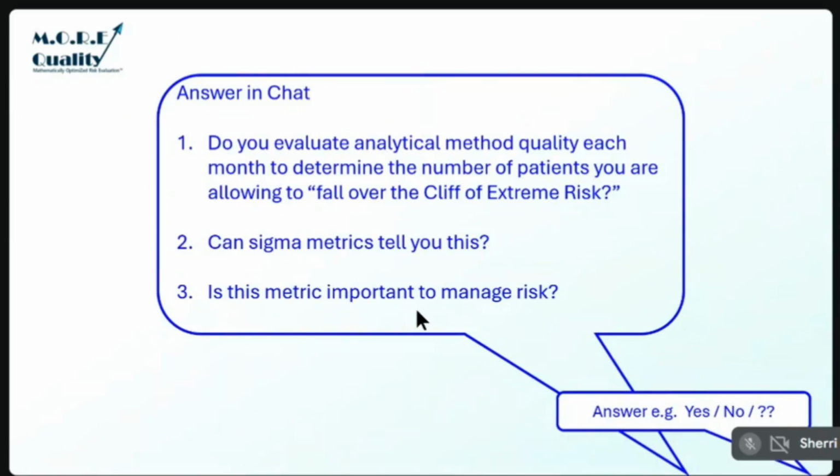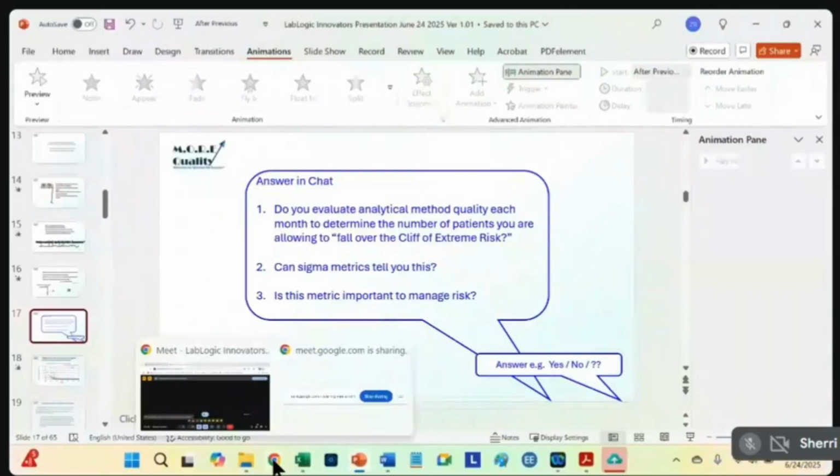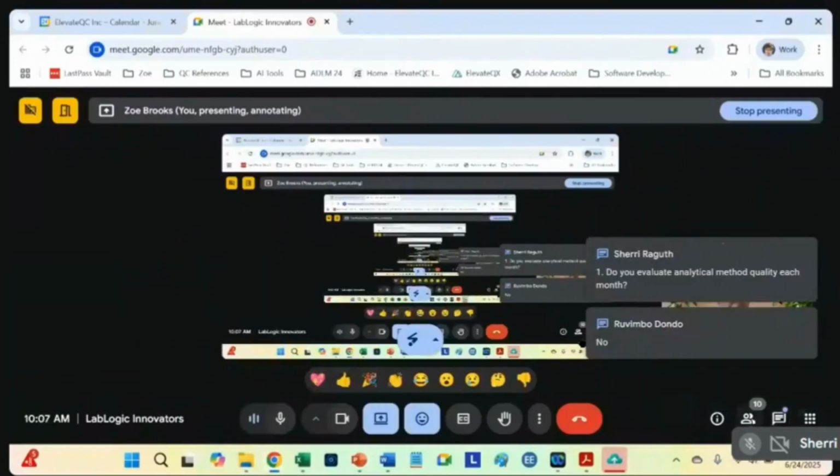And I want you to answer in the chat, just 1 yes, 2 no, 3 question mark, whatever it is. Can sigma metrics tell you this? And is this metric important to manage risk, the number of patients you're exposing to risk? I'm going to see if I can be clever enough today to come over here and see the chats.